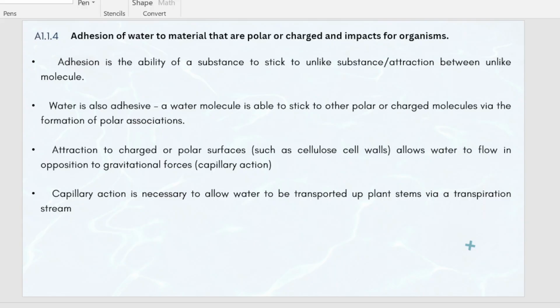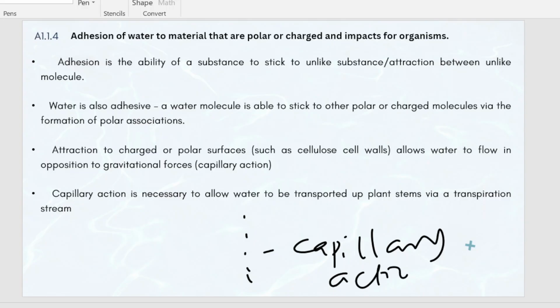Water is attracted to polar substances like the cell wall of plants, and this allows water to be moved up against gravitational force. So water is moving up against the force of gravity in a process known as what? As water is moving up, it is moving up against the force of gravity in a process known as capillary action.